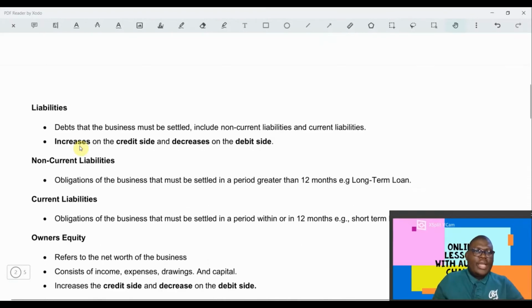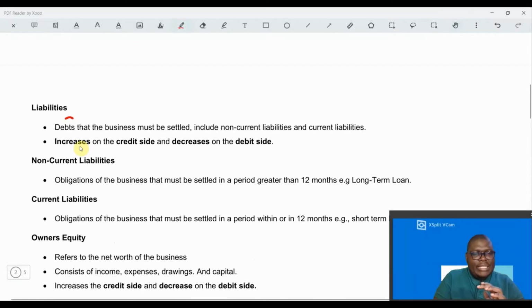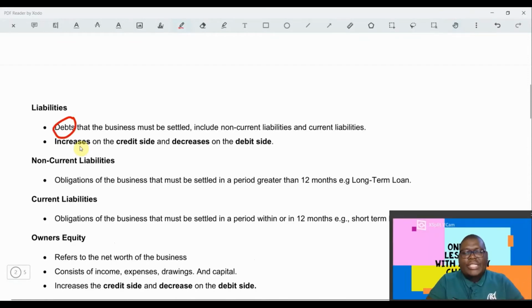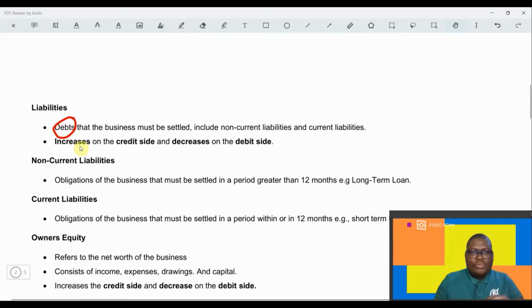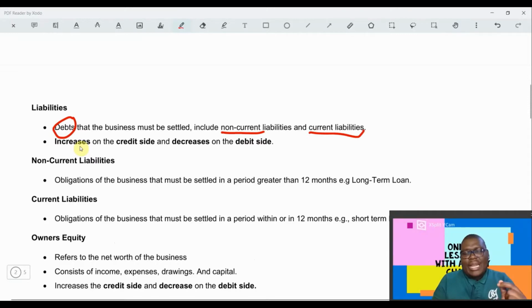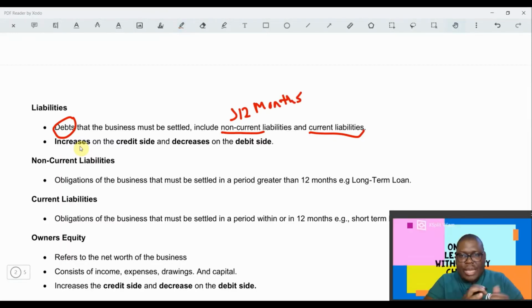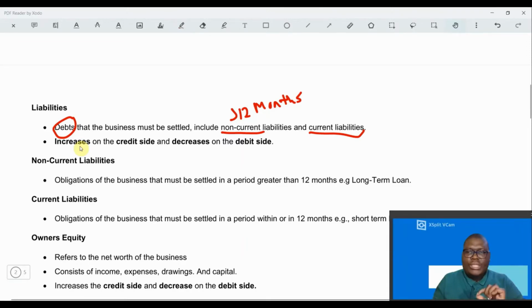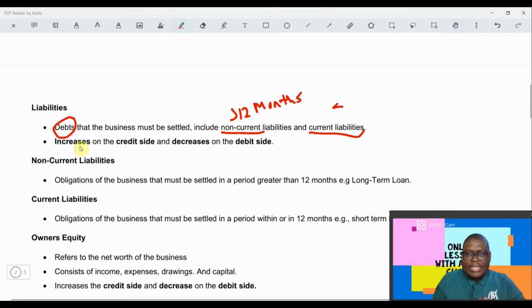Okay, and we also have liabilities. When we talk about liabilities, we are talking about the debts or obligations of the business. And in this kind of obligations, we have two types. We have the non-current and then the current liabilities. Non-current liabilities, they have to be greater than 12 months, meaning that it will take us more than 12 months to settle those liabilities. And in terms of current liabilities, it's less than or equals to 12 months.